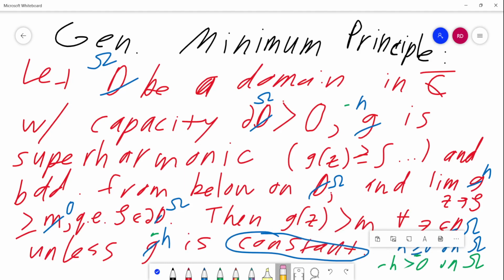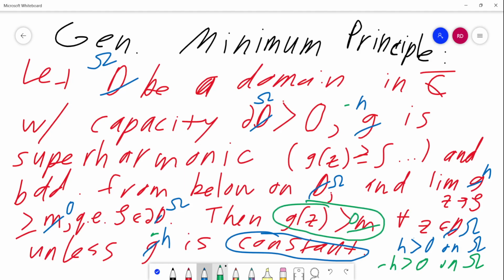Okay, so to reiterate, we've got our function H, which is greater than or equal to 0 at quasi every point on the boundary. Therefore, it's strictly greater than 0 on the set. But negative H would also have to be strictly greater than 0 on the set, which is impossible. Therefore, this statement here, g of z is greater than 0, is false, for h of z. So h is itself a constant.